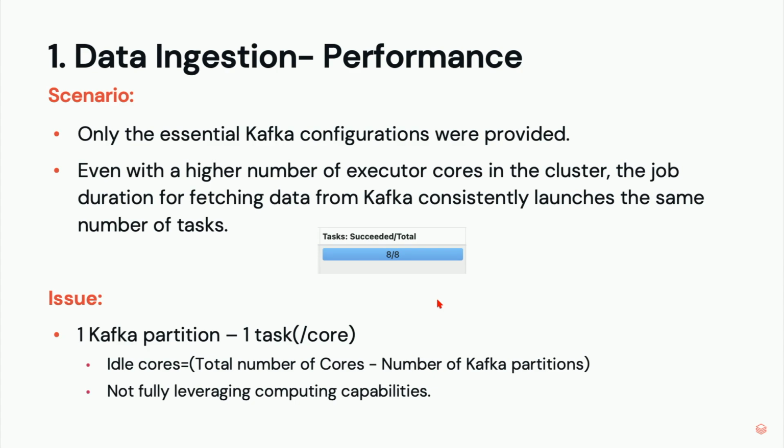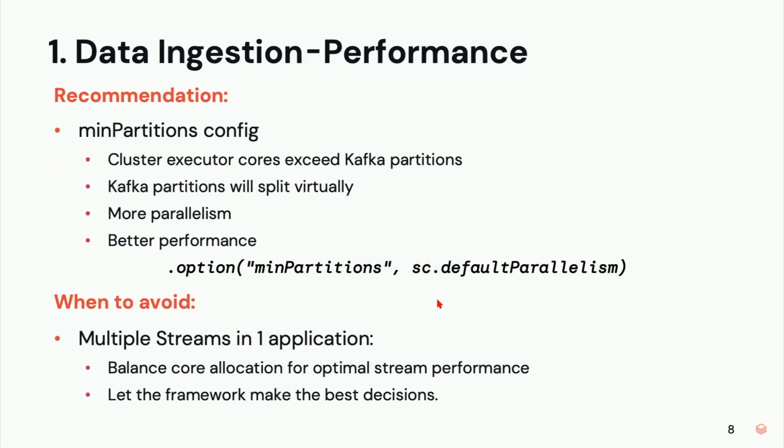So what is the recommendation here? How do we utilize the entire computing capability while fetching data from Kafka? The recommendation is minPartitions. If you think about Kafka performance, minPartitions plays a very crucial role. So when do we use minPartitions? If there are more executor cores compared to Kafka partitions, then we have to go with minPartitions. So what will it do?